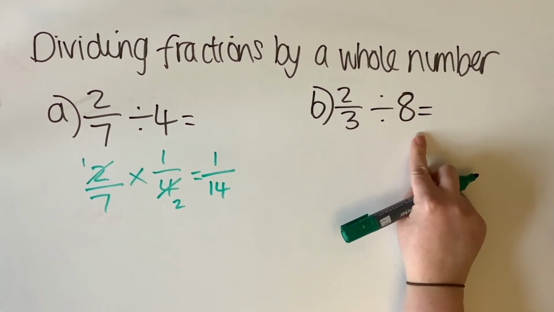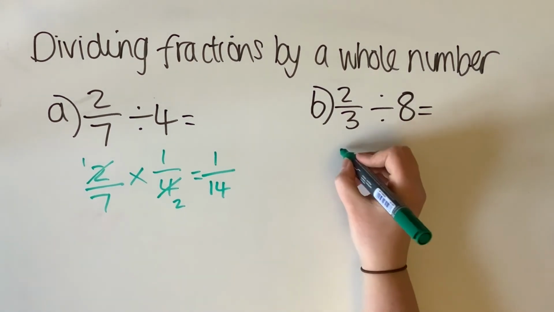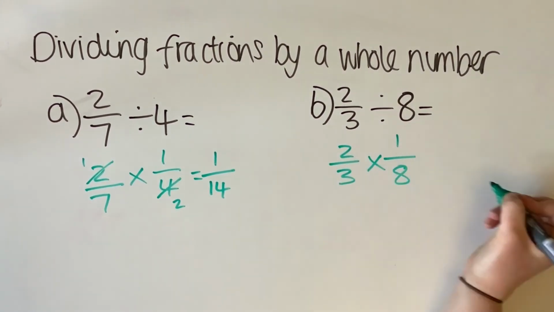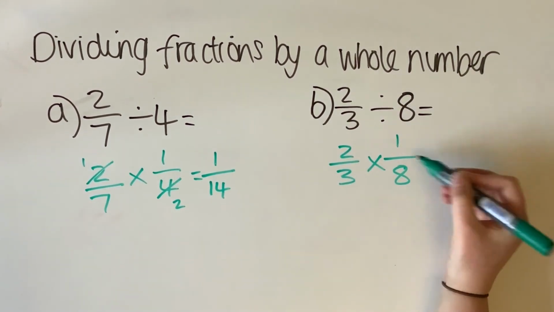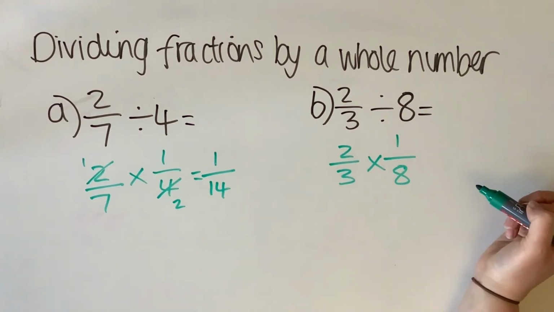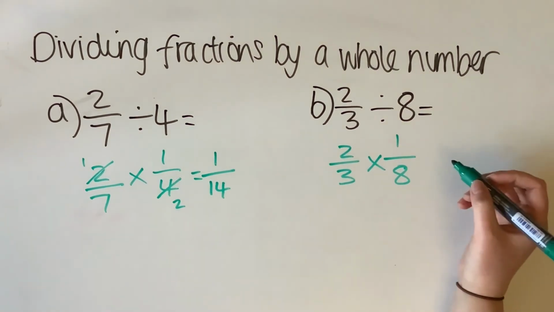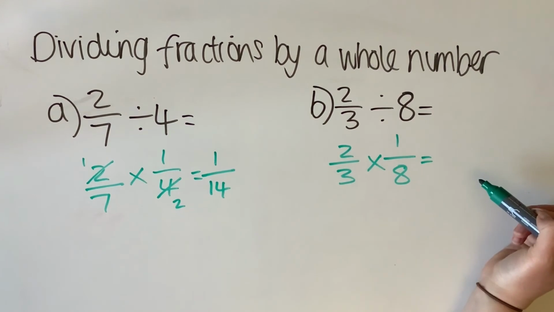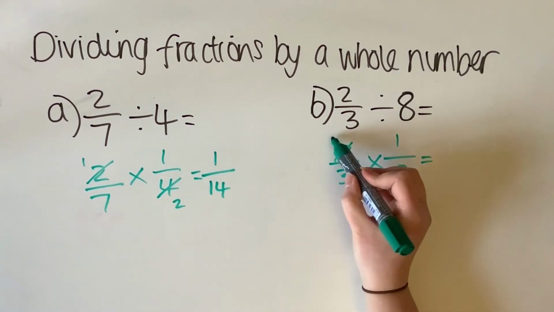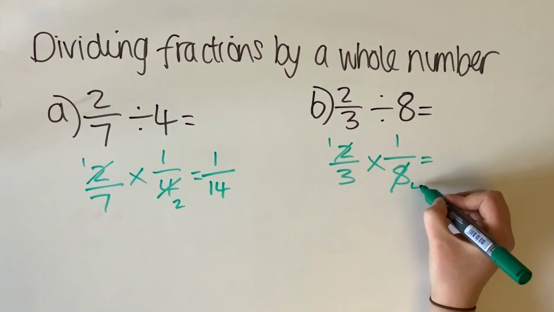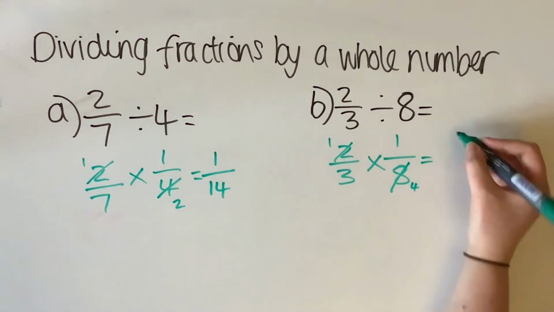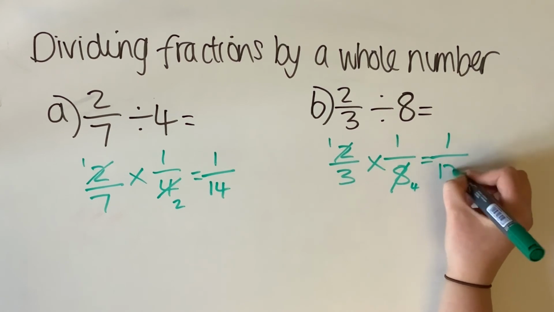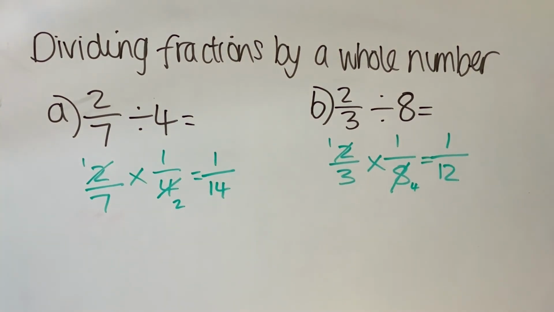This one, once again, I'm going to flip it so then it's a multiplication. 2/3 multiplied by 1/8. So that whole number always then becomes the denominator, and then we just put a 1 on top. Once again, I check first of all, can I cancel them down? Yes, because 2 and 8 I can divide by 2. 2 divided by 2 is 1. 8 divided by 2 is 4. And then multiply across. 1 times 1 is 1. 3 times 4 is 12. So my answer is 1/12.